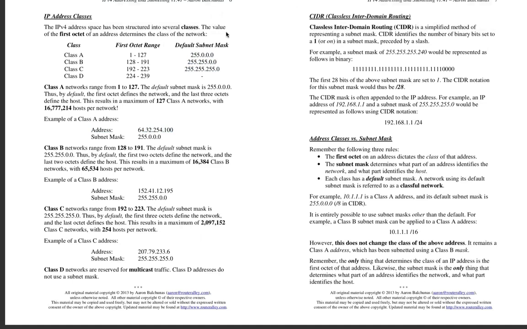That under class A is 255.0.0.0. Class B extra 255. Yes. So what is the function of the default subnet mask? Or what does it help you do?